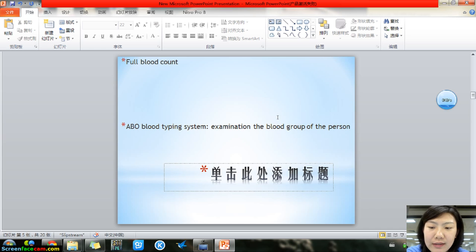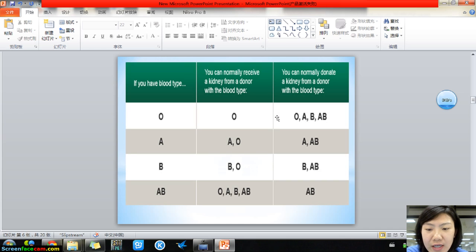It is the ABO blood typing system, which examines the blood group of the person, and it depends on whether there are some antigens on the red blood cells of the person or not. The ABO blood typing system decomposes the blood into 4 categories, which are type A, type B, type AB, and type O. It uses blood samples mixed with antibodies against type A and type B blood, and checks whether the blood cells stick together or not.